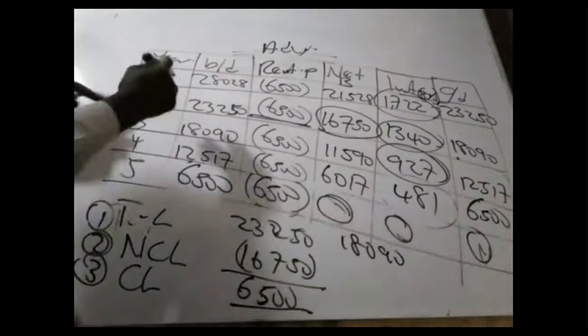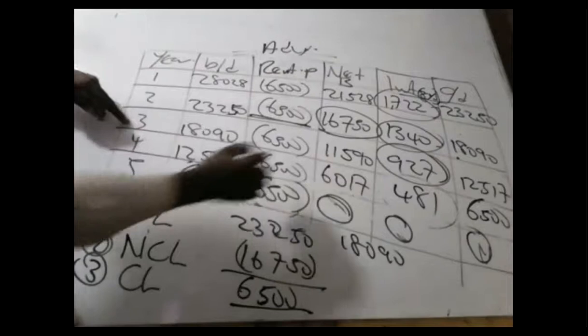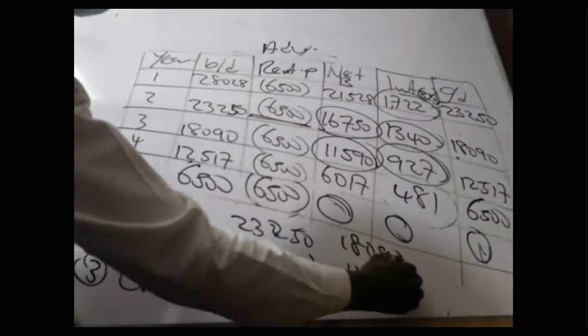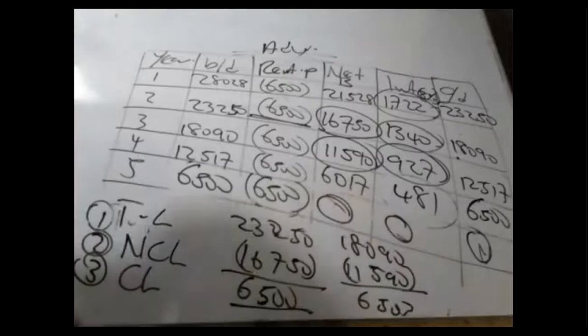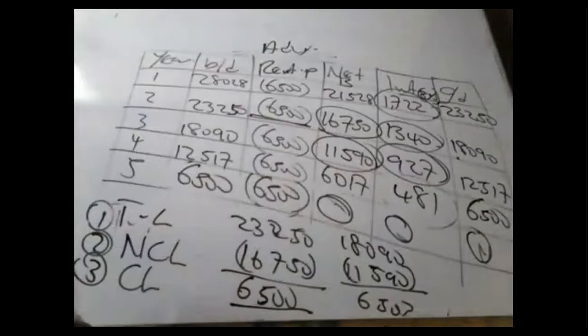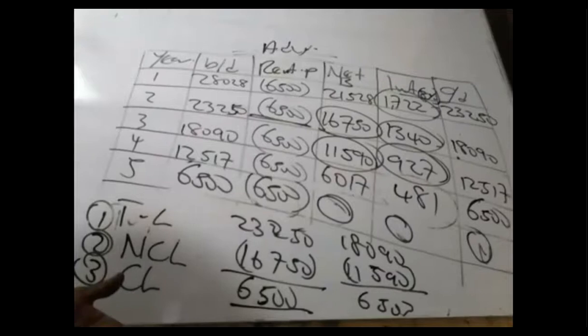The balance left after the last repayment. So that will be what? 11,590. If I take this one off, I'll still get 6,500. So in short, it will be 6,500 for all the five years period. Maybe you want to do the calculation again yourself, but except for the years struggle, fine.